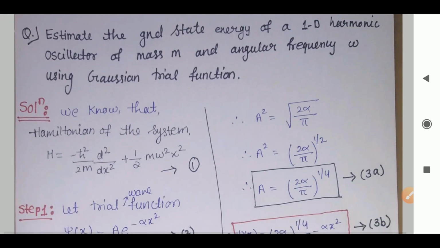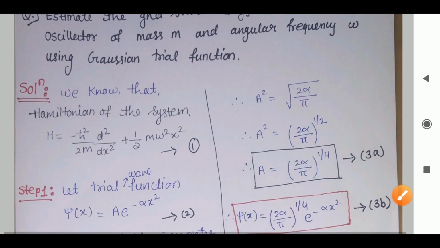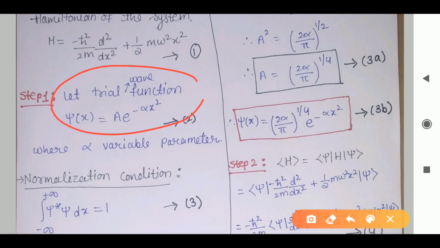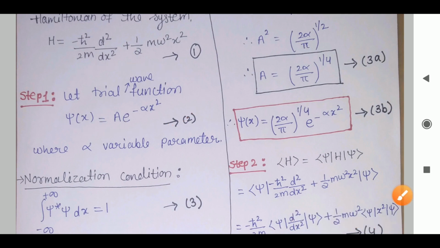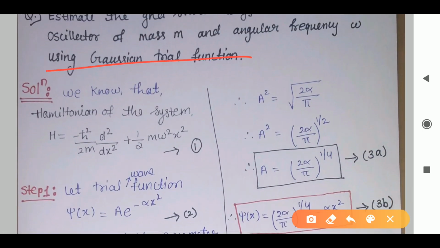First, I have written the equation of Hamiltonian for the one-dimensional harmonic oscillator. The first step is to assume the trial wave function. Sometimes the wave function is given in the question, but most of the time you have to assume. Here we have asked you to use the Gaussian trial function to solve. But sometimes the wave function is already given and you have to use that wave function. So here we will find the value of a. This is the first step.